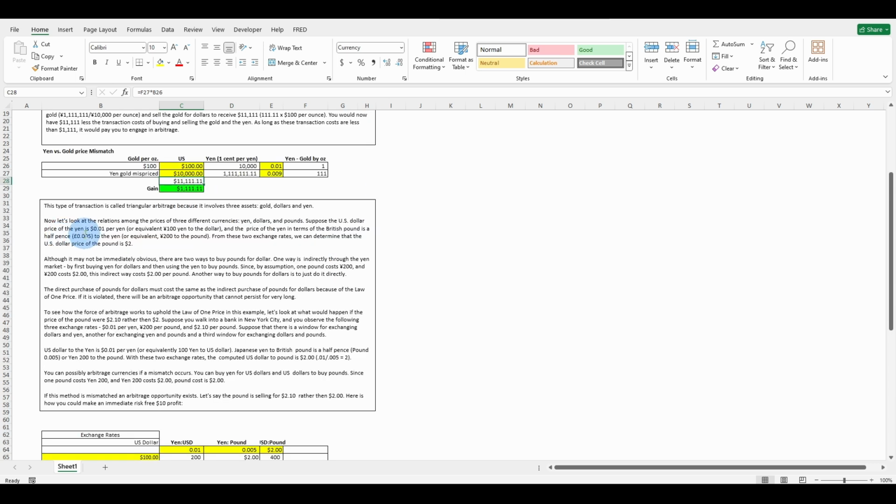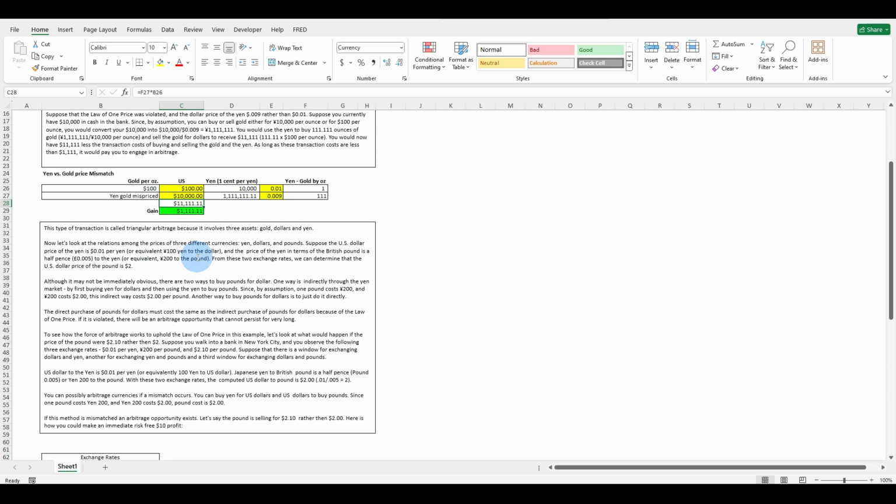Now, let's look at the relations among the price of 3 different currencies: yen, dollar, and pounds. Suppose the US dollar price of the yen, again, is 0.01 per yen, or equivalently 100 yen to the dollar. Okay, what does that mean? You take your dollar to Japan and you need yen. You transfer your dollar over to yen. So you give them that $1. They're going to give you 100 yen. Now, I don't know what the currency is, but maybe 100 yen is the equivalent of our $1. I haven't been to Japan. I've been to a lot of other places, but I'm sure 100 yen is just their equivalent of $1.